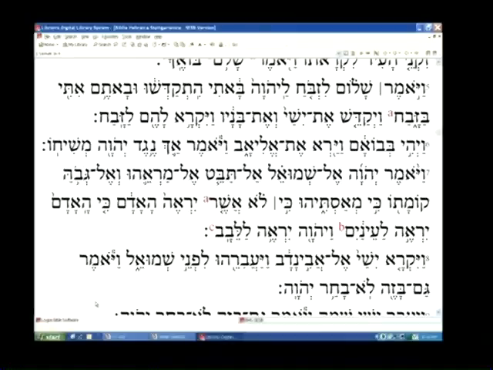Good. Translation? Yahweh replied to Samuel, "You shall not look to his appearance or to his great height, because I have rejected him." Excellent. Very well done.